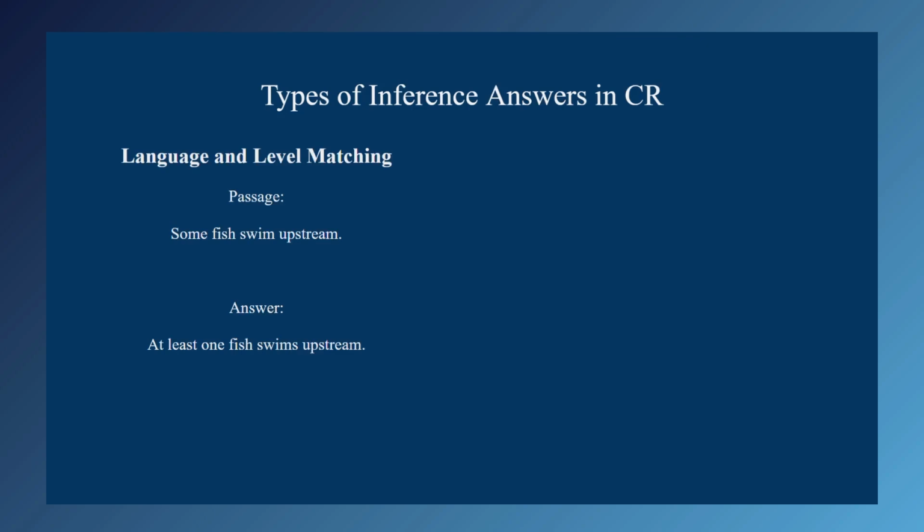Language and level matching answers. These often rely on qualifiers like some or most, usually, not necessarily, something that qualifies the answer. In inference questions, precision matters. If the passage says that some fish swim upstream, then the answer that says many fish swim upstream is too strong. But an answer that says at least one fish swims upstream is totally fair. The wording has to match the certainty level and restrictiveness of the passage.